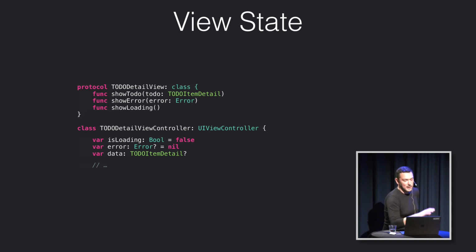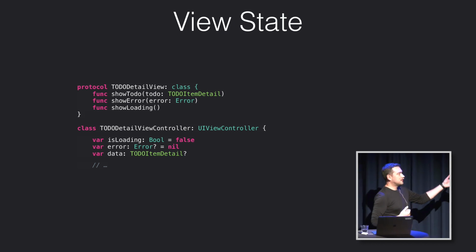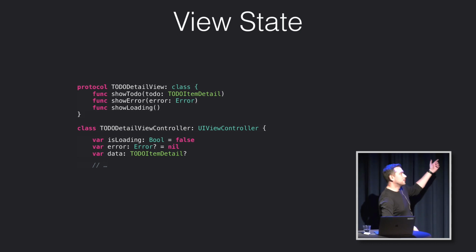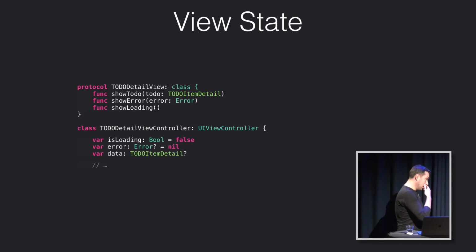Let's say I still have my assembly architecture. I still have a protocol called to-do detail view. I can show to-dos, I can show errors, or I can show a loading indicator. What often happens is that you find a view controller that has these types of variables. You have an isLoading variable, true or false, an optional error, which either has a value or doesn't, and optional data because you are waiting before your data loads, maybe.